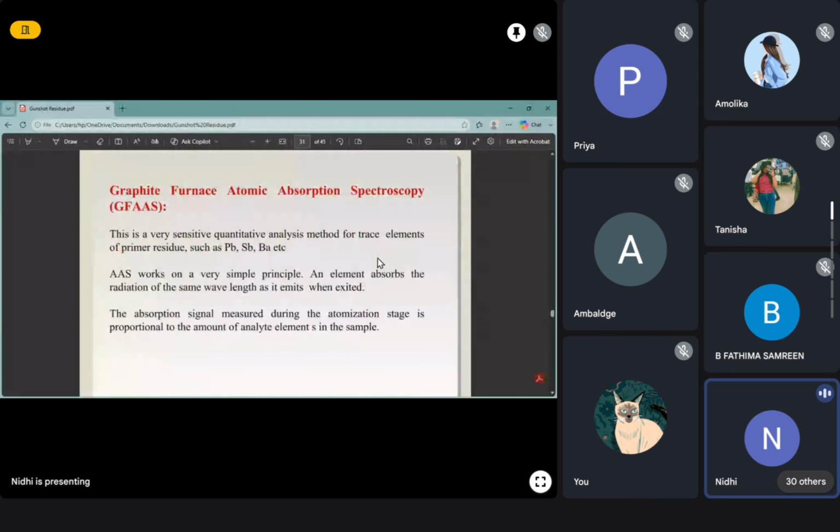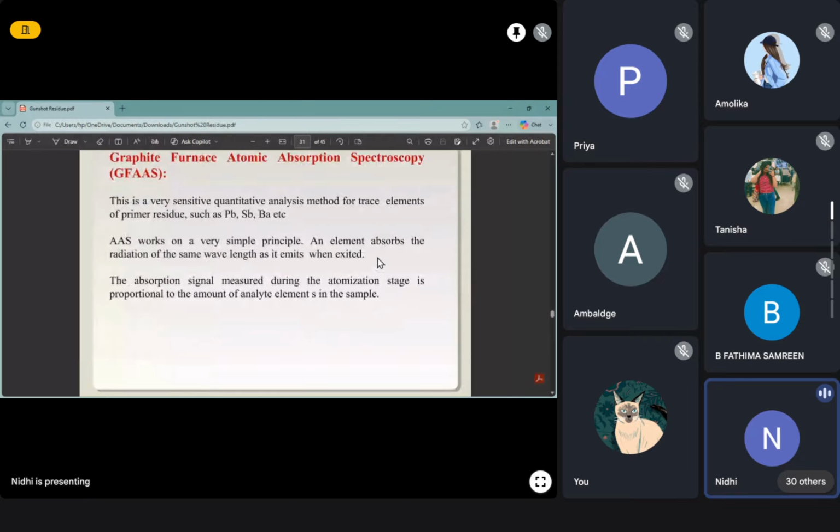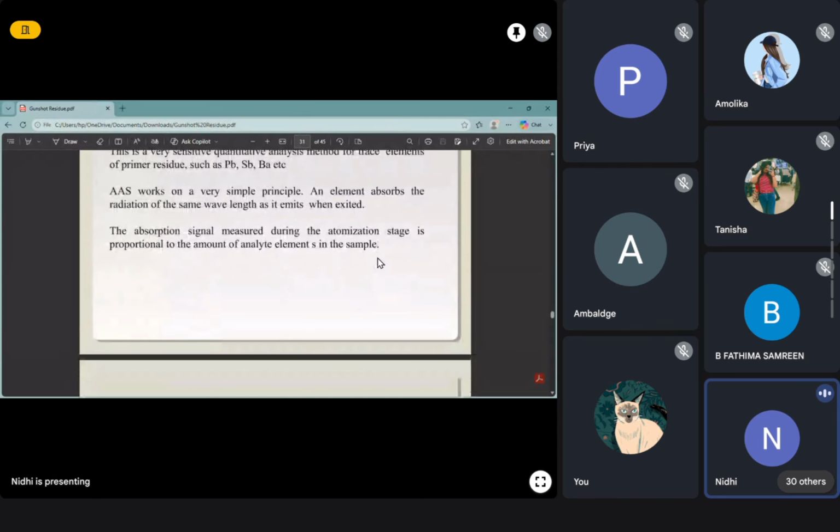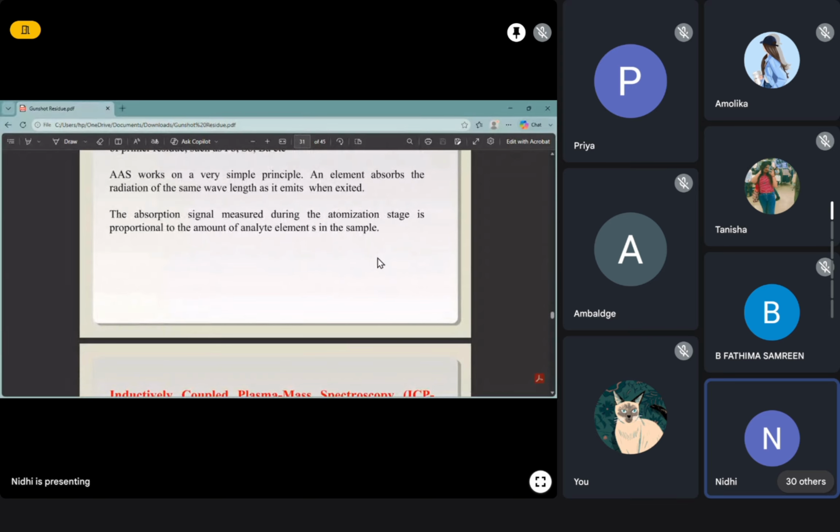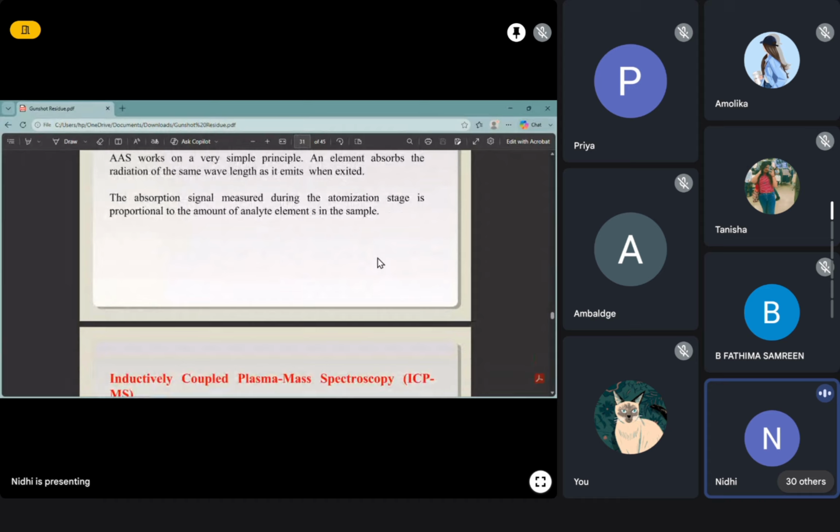And this graphite furnace atomic absorption spectroscopy, I have never seen till now, and it is not used in India. It is just for your knowledge. This is a very sensitive quantitative analysis method for trace elements of primer residue such as lead, antimony, and barium. AAS works on a very simple principle. An element absorbs the radiation of the same wavelength as it emits when excited. The absorption signal measured during the atomization stage is proportional to the amount of analyte elements in a sample.